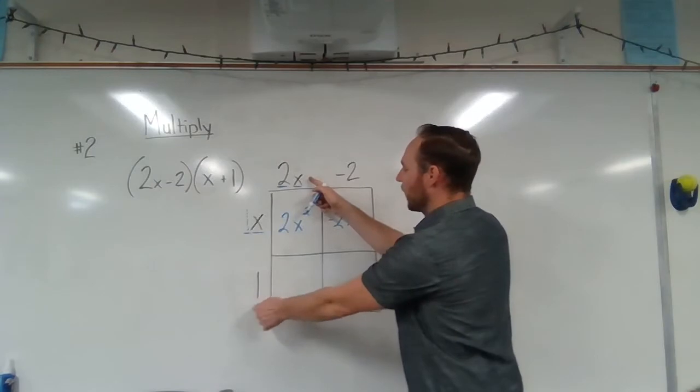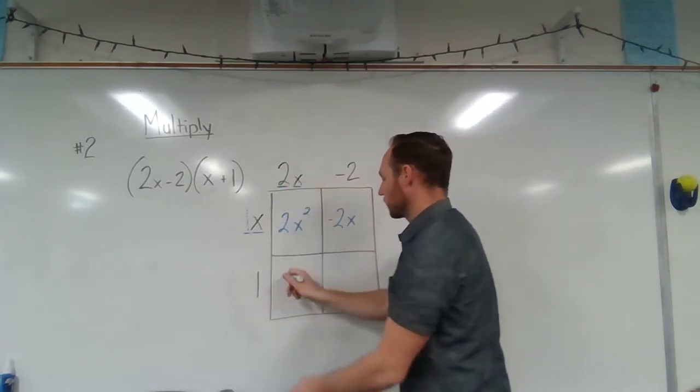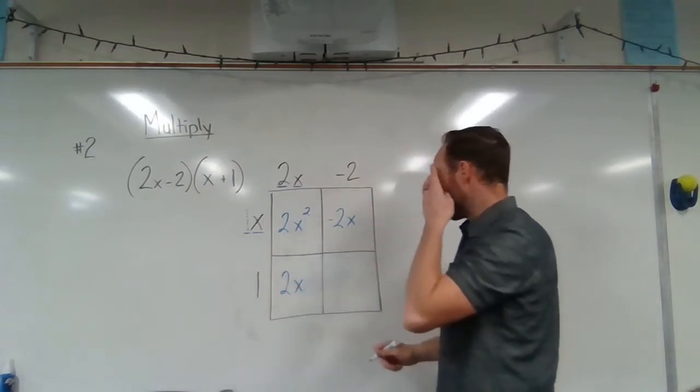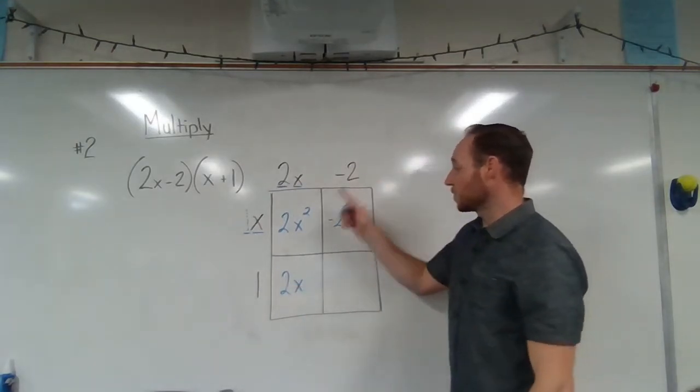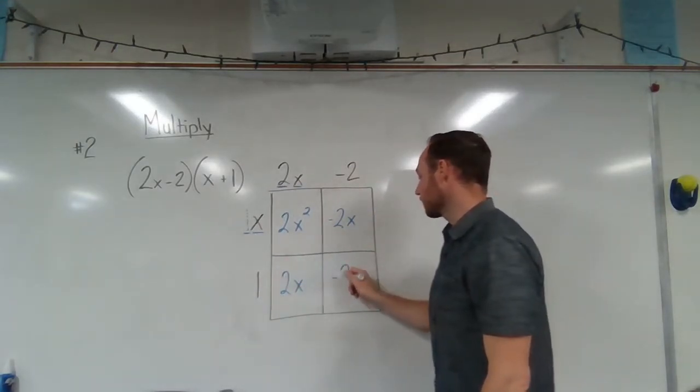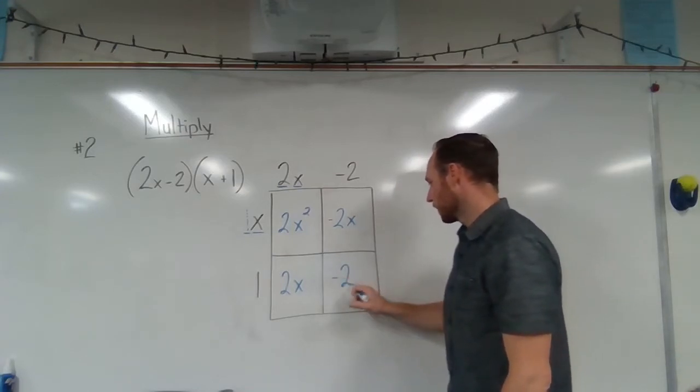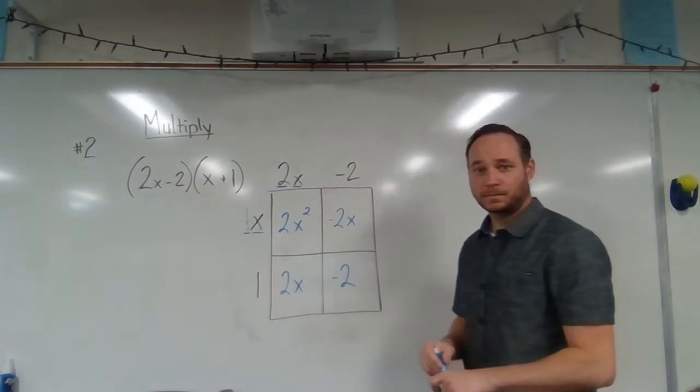2x times 1. Well, anything times 1, 2 times 1 is 2. And there's no x, so that x just comes down. And last but not least, negative 2 times 1 is negative 2. That's a funky 2. Negative 2. Okay.